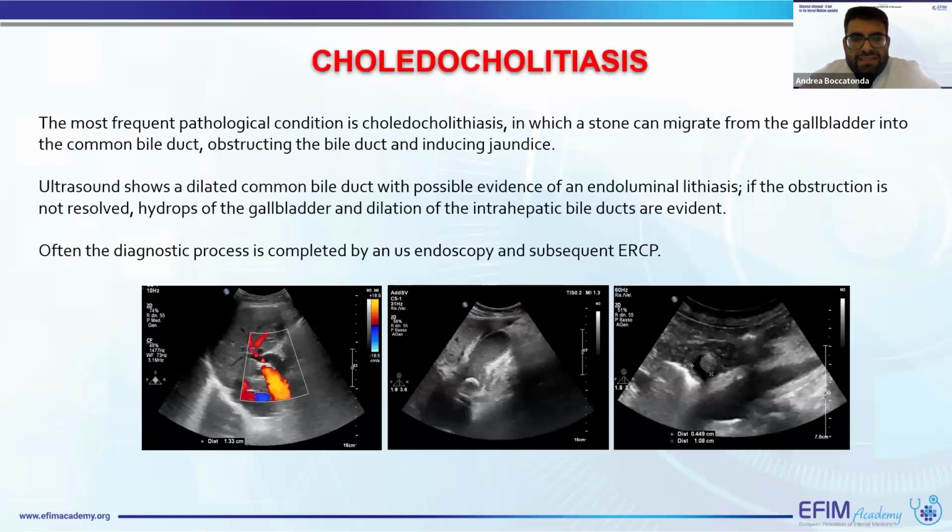So we can observe an example of choledocholithiasis. In this case, there is a dilation of the common bile duct and a direct evaluation of an echogenic round formation inside the dilated common bile duct on the right.